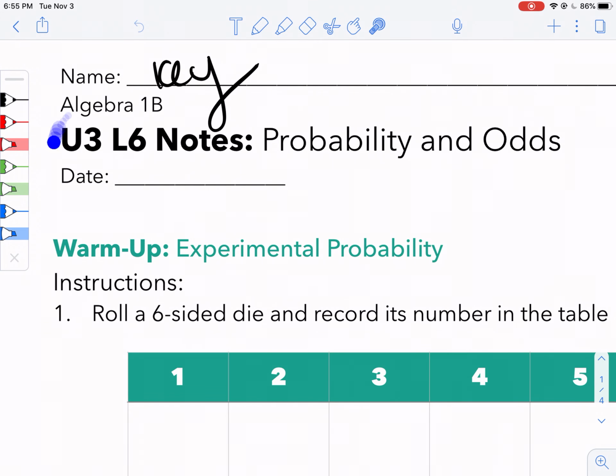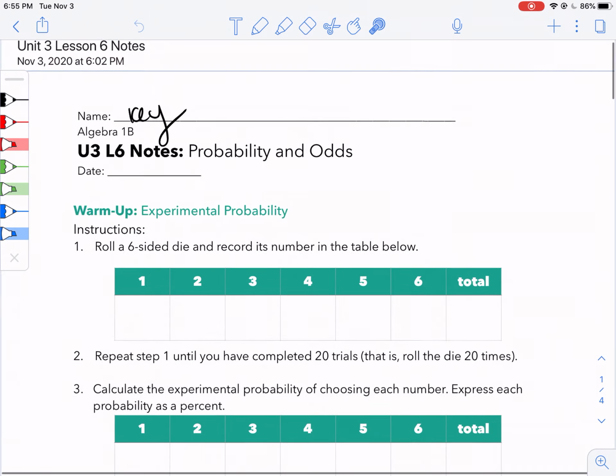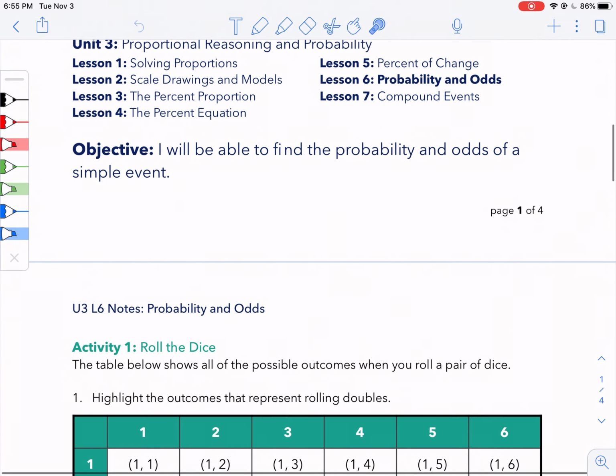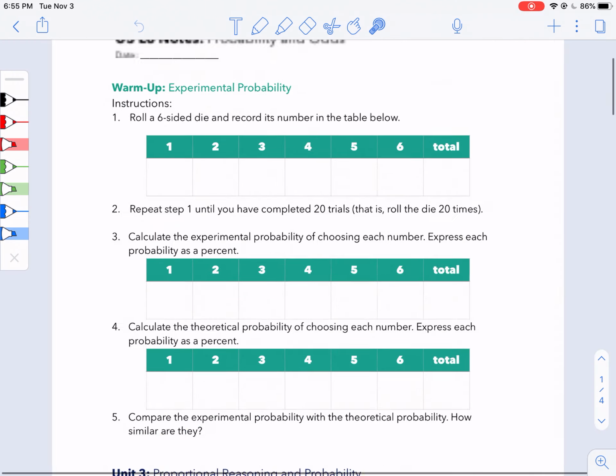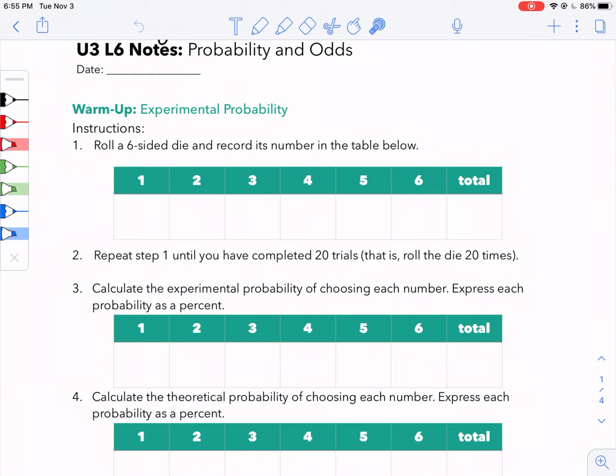Hi guys, welcome to your Unit 3 Lesson 6 notes on probability and odds. By the end of the day, you will be able to find the probability and odds of a simple event. But before we do, let's play around.